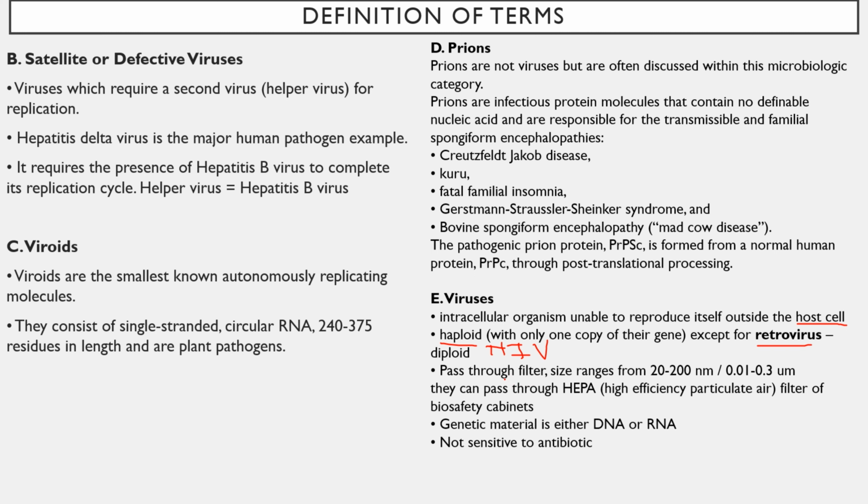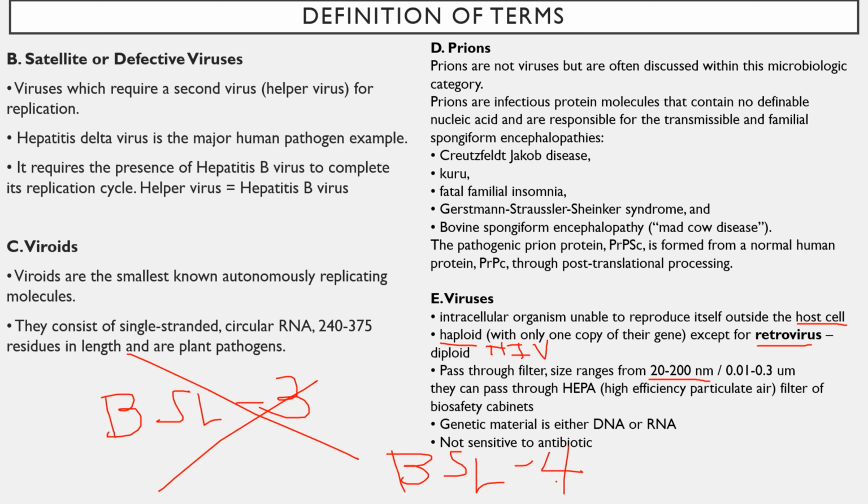Now, the problem with your viruses, class, is that they would pass through filters. Size ranges from 20 to 200 nanometers. Very small, class, ang viruses nyo. They only have a size of 20 to 200 nanometers. That's why they could pass through your HEPA filter of biosafety cabinets. That's why if you're going to handle viruses, BSL-3 is not enough. You need to use BSL-4, wherein you would wear a positive pressure suit.